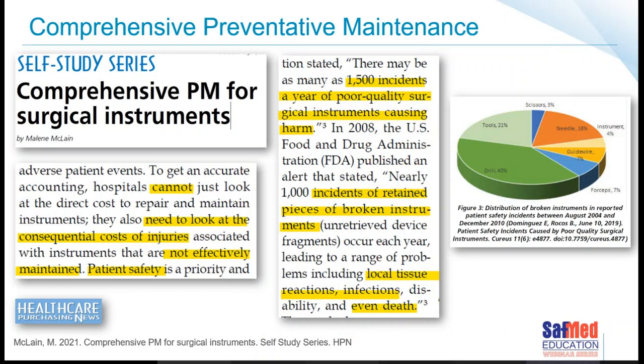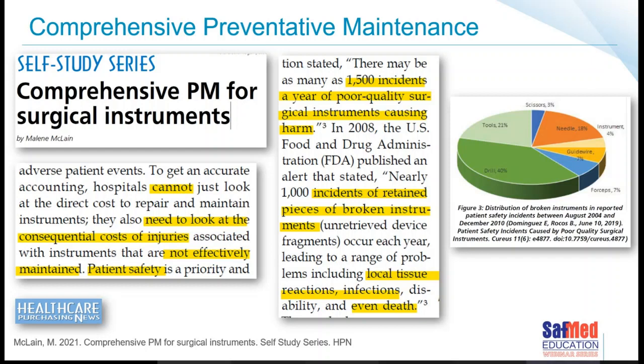To get an accurate accounting of costs, hospitals can't just look at the direct cost to repair and maintain your instruments. You actually have to take into account the consequential costs of injuries and what can happen if your instruments are not effectively maintained, because patient safety is a priority and we can't put a cost on that. This is as described in the article.